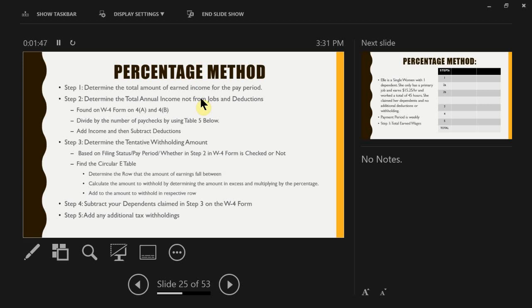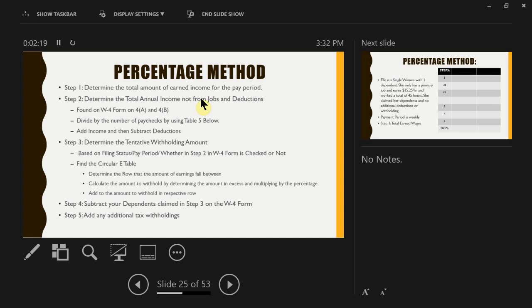So once again, percentage method, step 1 says you're going to calculate your total gross earnings, okay? Now, of course, you're also going to determine which pay period you are on, okay? And again, you're going to determine the total annual income, not from job. Okay, that's the second step, right? So first, you're going to determine the amount of earnings that you made, as well as the pay period. And your filing status, of course.